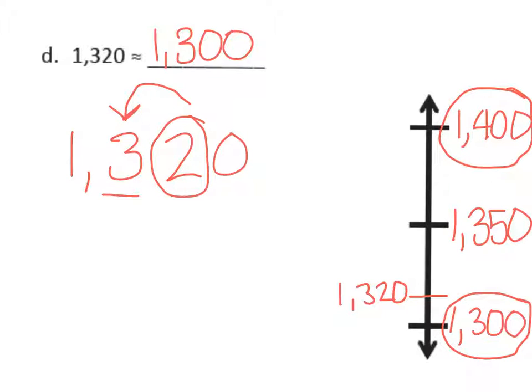Pause the video while you work and replay when you are ready. So the 2 is less than 4, which means that the 3 is going to stay the same. And anything before the 3 will also stay the same. Anything after the 3 is going to change to 0. So I have 1,300.